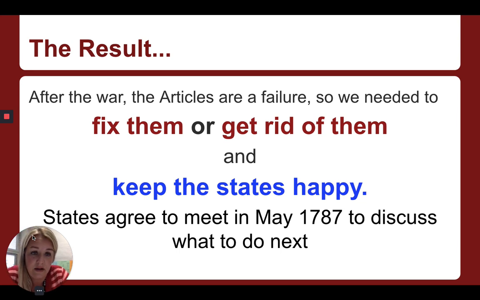But this was going to be difficult because they needed to find a new system where you're going to unify the country in a more American sort of way, but also keep the states happy. So the states agreed that they're going to meet again in Philadelphia in May of 1787 to discuss what to do next. What's the next step?